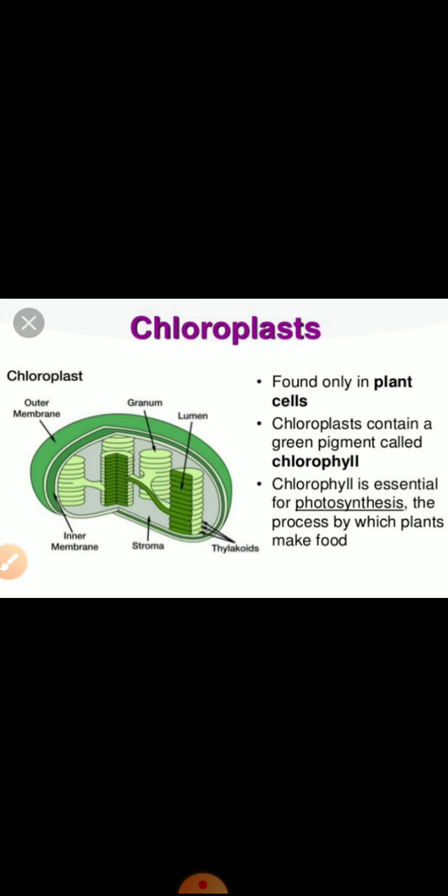Yes. So plants prepare their own food with the help of photosynthesis, and for that photosynthesis sunlight is required, and chlorophyll is present inside the leaves of the plant.